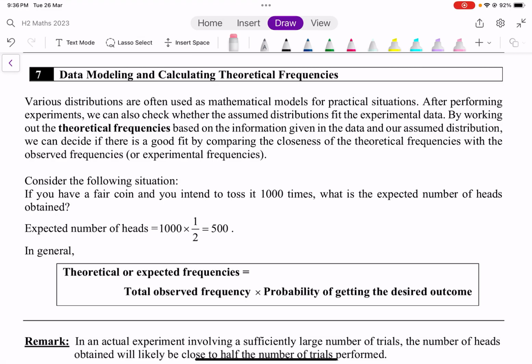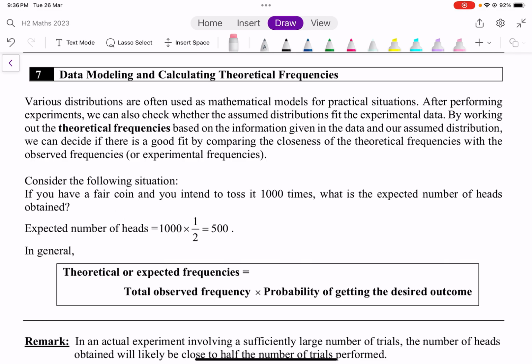Okay, now let us take a look at this section here, which is data modeling and calculating theoretical frequencies. Usually in real life, we will use different distributions as mathematical models to understand better about the scenarios that we have.